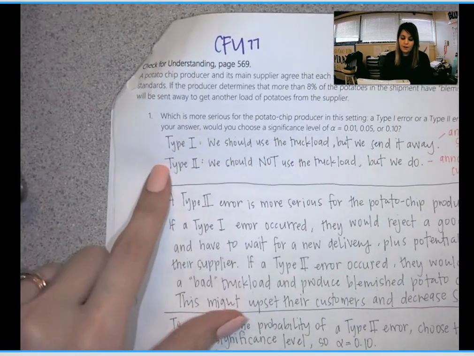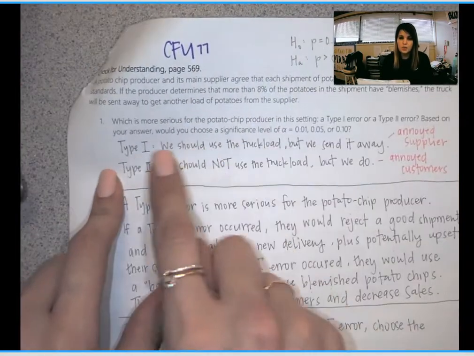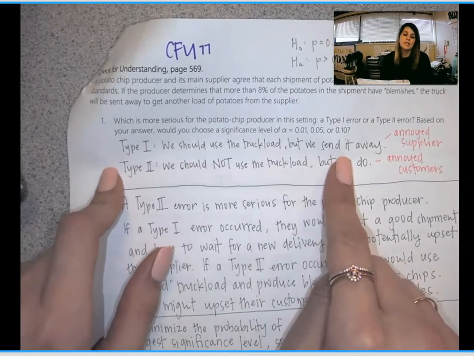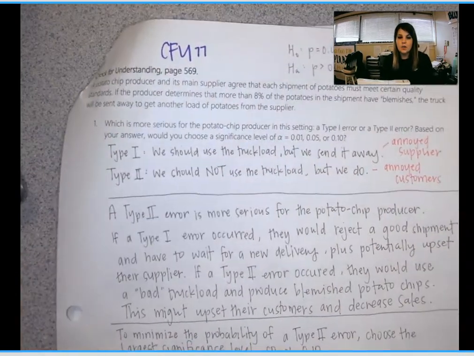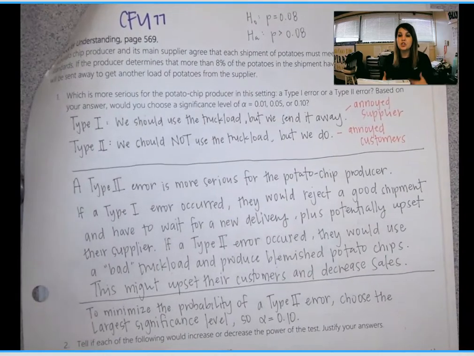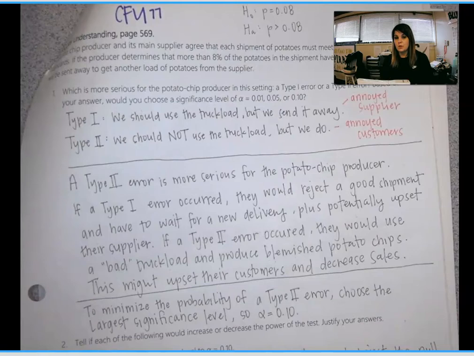Then for our truckload problem, at the very top, before I could decide which error was more serious, I had to list out what each error would actually be. So a type 1 error is when we should use the truckload, but we send it away. So we should make potatoes out of it, but we don't. Type 2 is that we should not use the truckload, but we keep it.